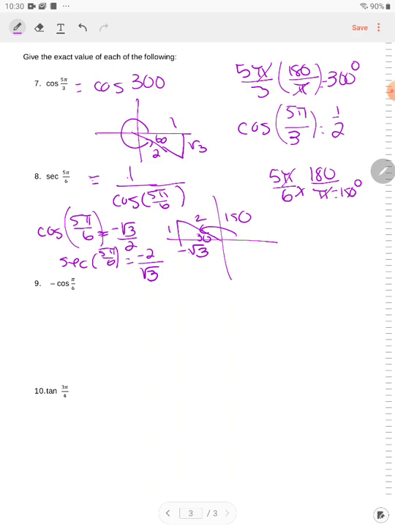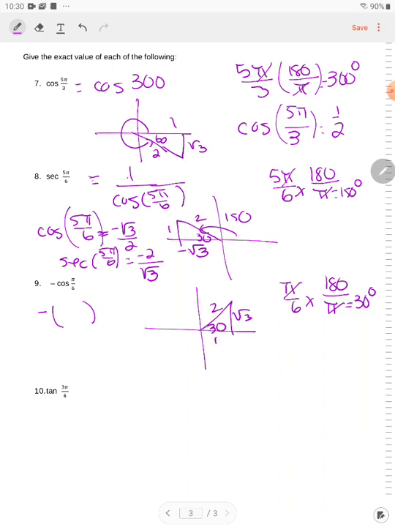Okay, notice on number 9, the negative is outside, so my answer is negative something. Okay, pi over 6 times 180 over pi is a 30-degree angle. That's good news because that's also my reference angle. 2, 3, 1. Oh, I have this backwards. Across from the 30 is 1, and root 3 is across from the 60. So cosine is root 3 over 2, but it's negative because of the negative sign out front.